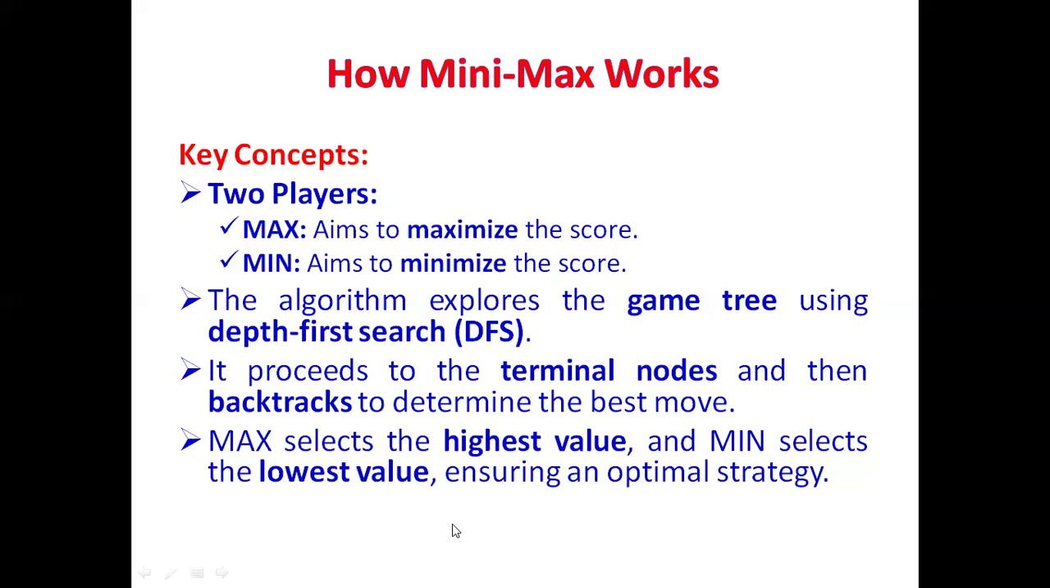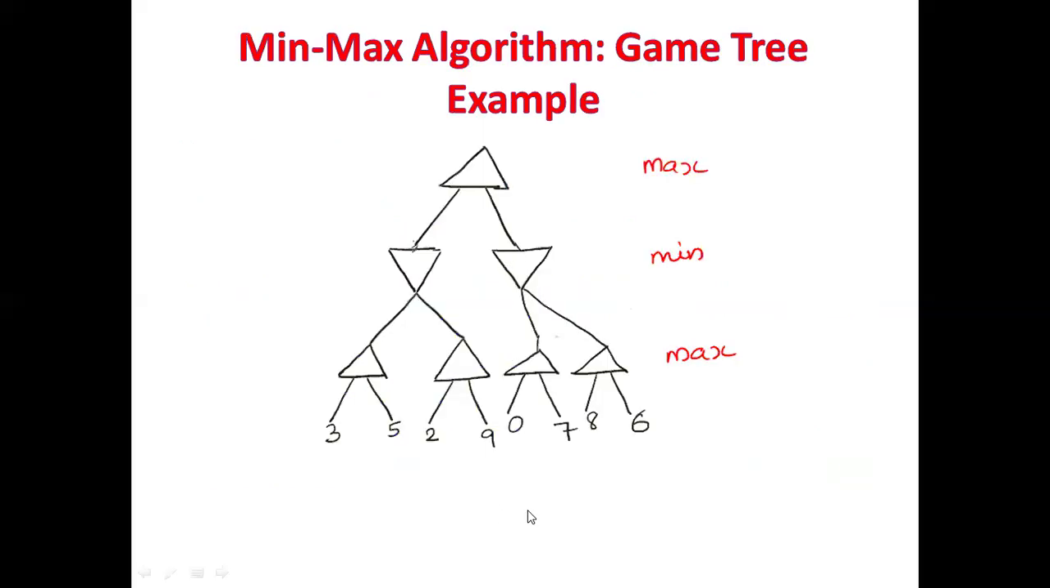The Minimax algorithm proceeds by reaching terminal nodes of the game tree where the final scores are evaluated. It then backtracks, propagating these values up the tree to determine the best moves at each stage. Max always selects the highest value while min selects the lowest, ensuring that the AI makes the most strategic decisions throughout the game. So this is the example problem.